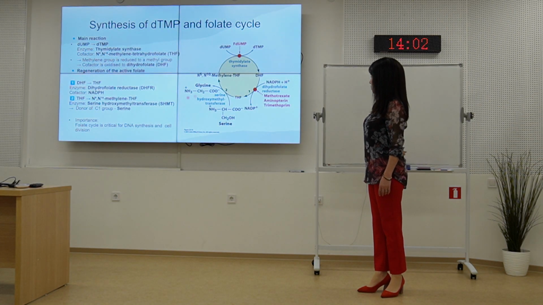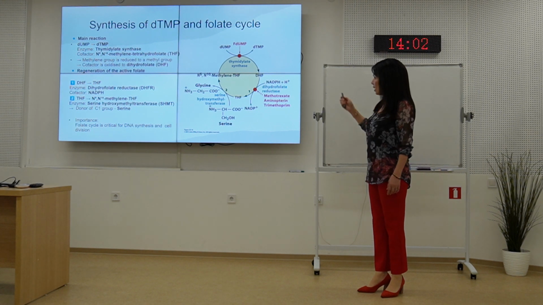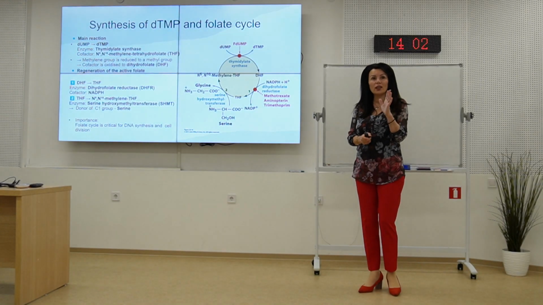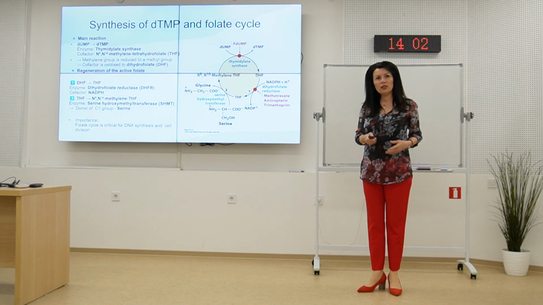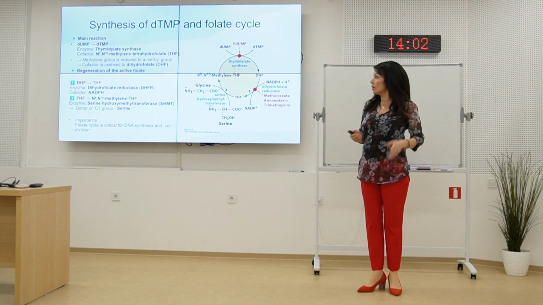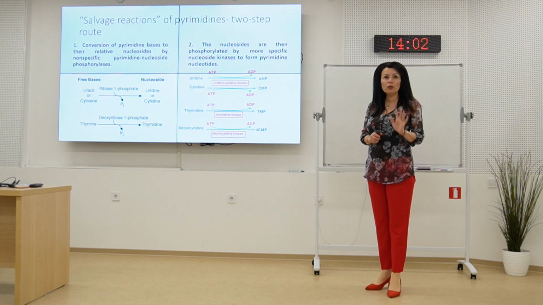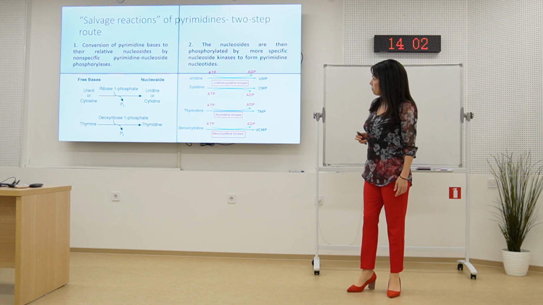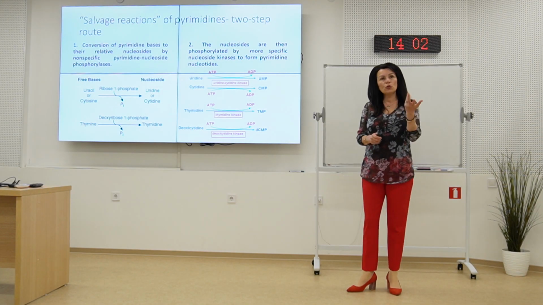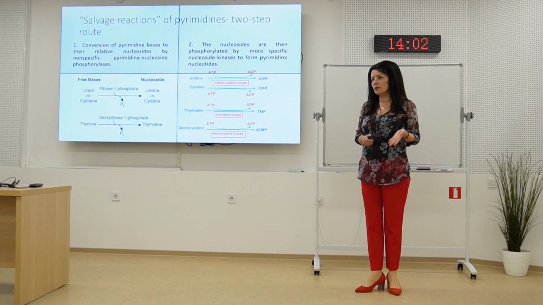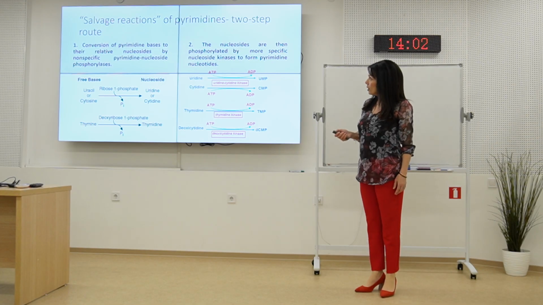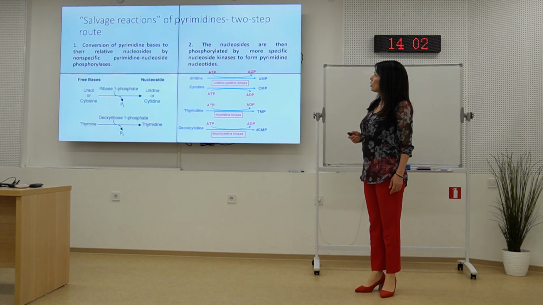All these drugs are used for the inhibition of the formation of folic acid, which means no pyrimidine synthesis and no DNA and RNA, no DNA formation, because TMP is involved only in the structure of DNA. It can be used for the treatment of different types of cancer. This is the salvage reaction. Salvage reactions of pyrimidines.